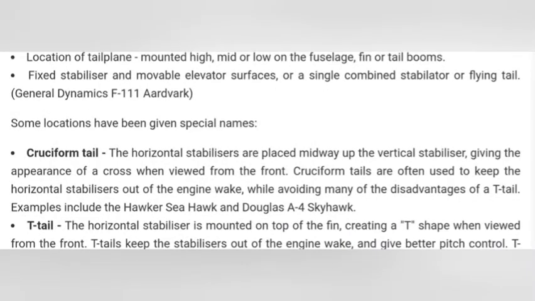Cruciform tail. The horizontal stabilizers are placed midway up the vertical stabilizer, giving the appearance of a cross when viewed from the front. Cruciform tails are often used to keep the horizontal stabilizer out of the engine wake, while avoiding many of the disadvantages of a T-tail. Examples include the Hawker Sea Hawk and Douglas A-4 Skyhawk.